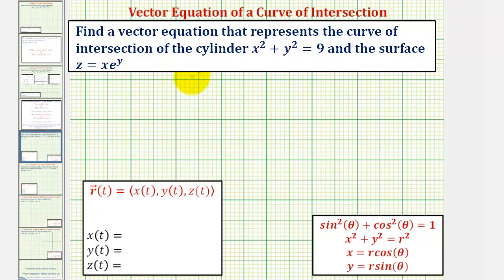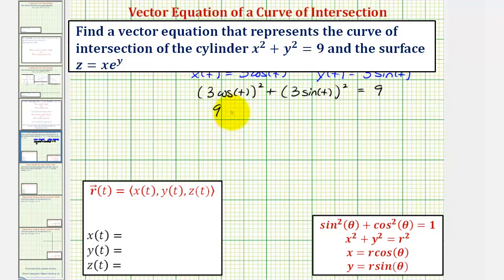So again, we're going to let x of t be equal to 3 cosine t and y of t equals 3 sine t. Now if we used sine for x of t and cosine for y of t, it would still work out. But let's go ahead and verify if this does satisfy the equation x squared plus y squared equals 9. Since x of t equals 3 cosine t, x squared would be 3 cosine t squared plus y squared, which should be 3 sine t squared, equals 9.